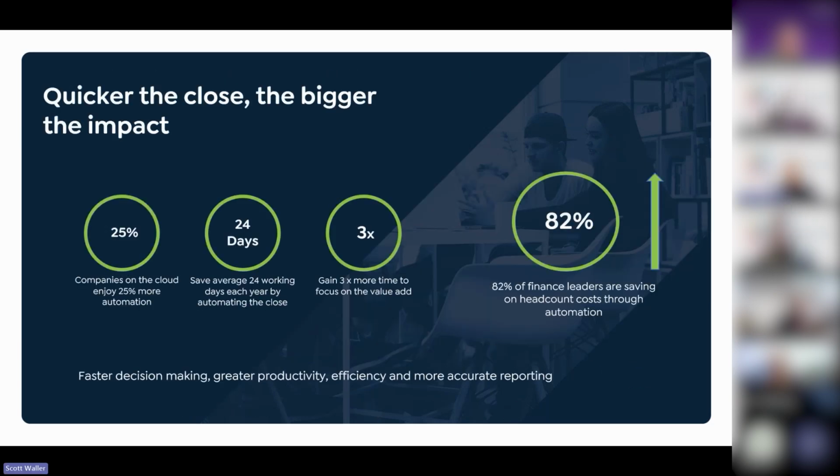So what does it all mean at the end of it all? Obviously, the quicker the close, the bigger the impact. So as part of that study that Sage did, they found that companies on the cloud, because of the nature of the cloud, it's easier to deploy AI tools and automation on there. So we've seen a 25% benefit on there. On average, 24 days each year automating the close.